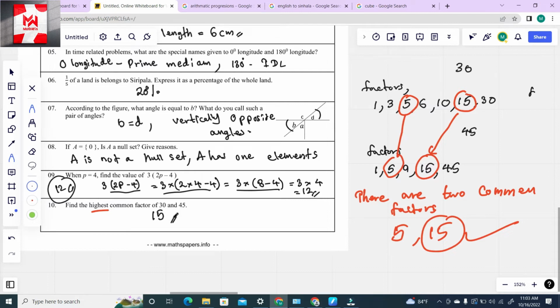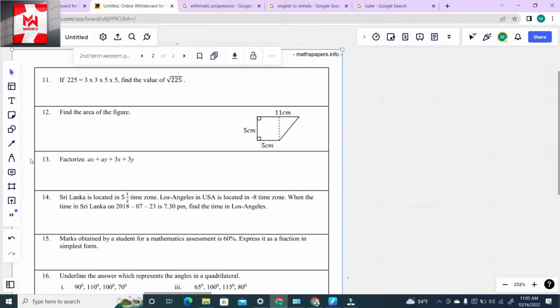Okay, for your understanding I did this one. So if you have an idea of the greatest number that we can divide both 30 and 45 by, that is the highest common factor.